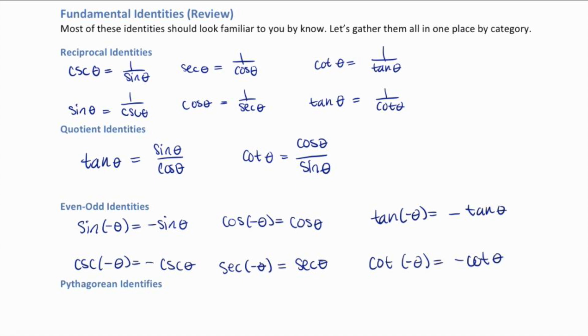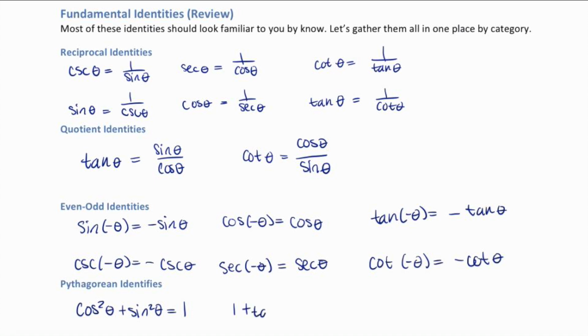Finally, we have our Pythagorean identities. This main one, cosine squared theta plus sine squared theta equals 1, is what you should memorize. These next two can be derived from this one identity. If you have trouble deriving these, then memorize all of them.